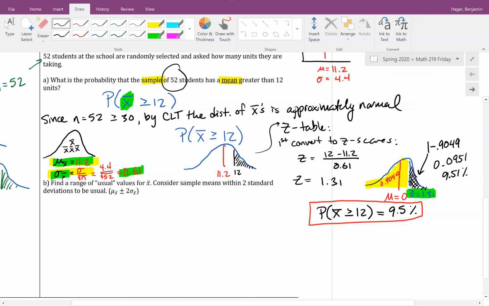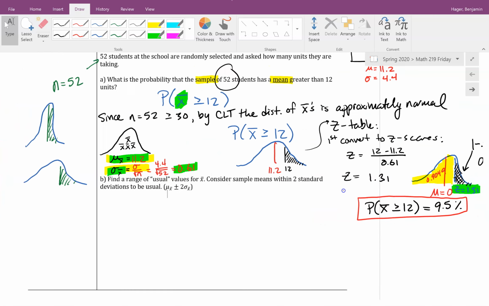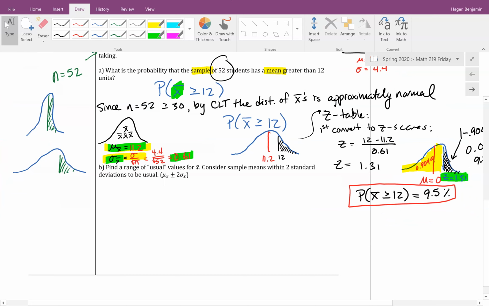All right, now the second part is really, truly a confidence interval. They're not using those words, and they're not, they're kind of helping us do it along the way, but this right here is a confidence interval, what we're going to build. They say find the range of usual values for x bar. Consider the sample means within two standard deviations to be usual.